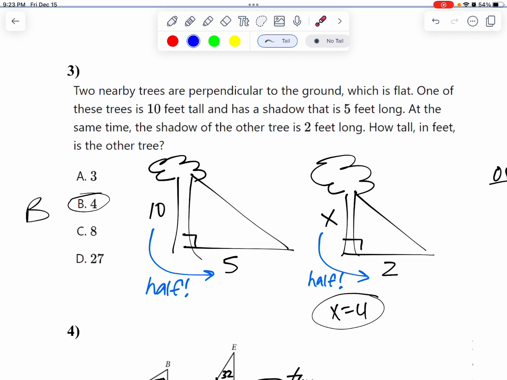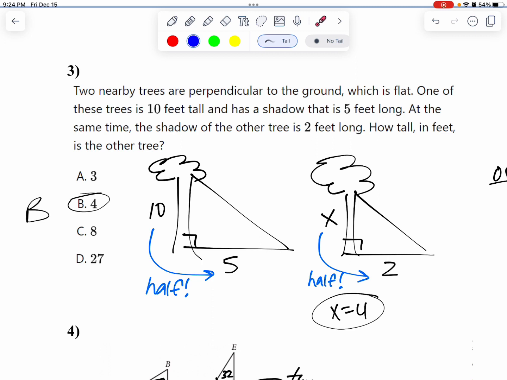So here's my triangle, and I drew another one very similar because I have 2 different trees. One of them's 10 feet. It's asking me how tall is the other tree, so I put an X there. And I also know that the shadow of the 10-foot tall tree is 5, so this is 5. And the shadow of the other tree is 2, so this is 2. Do a very simple picture so that you don't get confused and you can crush this question and move on to the next one.